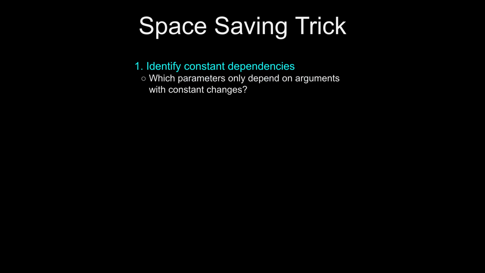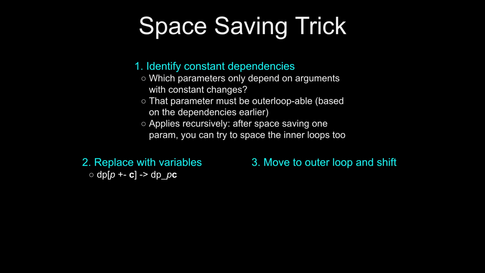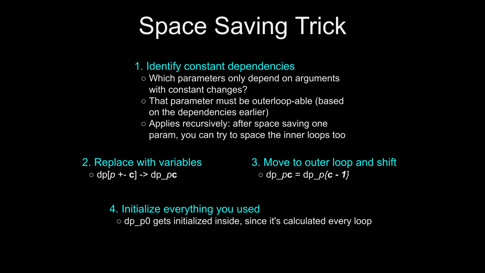For the space saving trick, the first step is to identify constant dependencies, which parameters only depend on arguments with constant changes. That parameter must be outer loopable, based on the dependencies earlier. If we see multiple candidates, we can apply this recursively. After space saving one of the parameters, you can also try to space save more parameters in the inner loops too. The second step is to replace array accessing with variables. I like renaming it as a parameter constant pair so it looks similar. This also helps when space saving multiple parameters. The third step is to shift all of these variables to have a correct value relative to the next loop. Finally, the fourth step is to initialize everything you used. The zeroth variable gets initialized inside since it's calculated every loop, while everything else must be initialized outside.